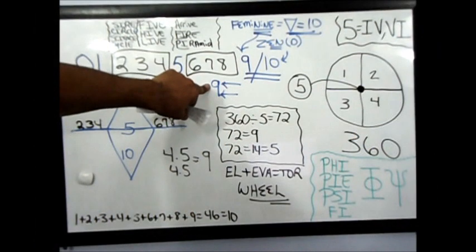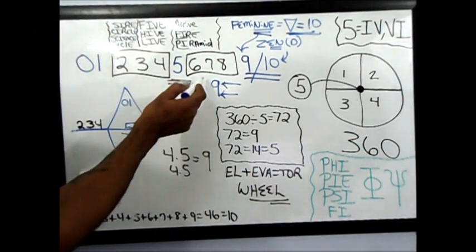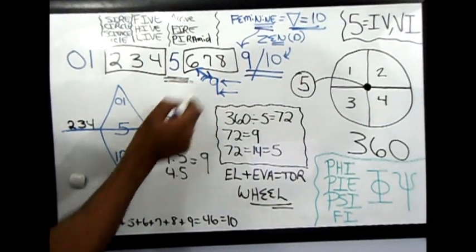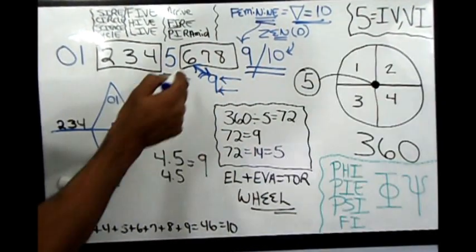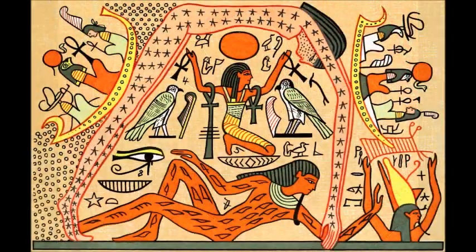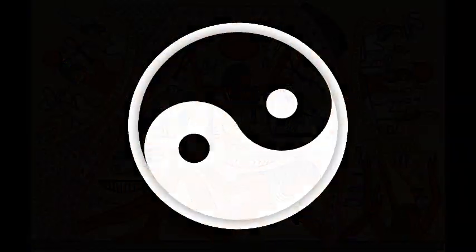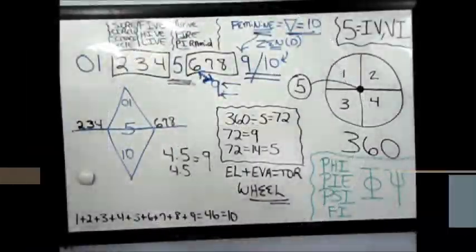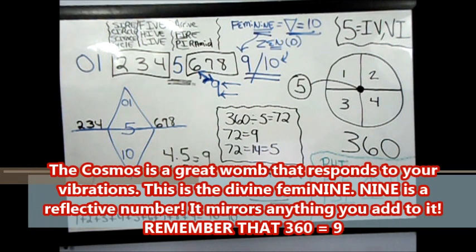This is also a musical note, and it's also the inversion of the sits. So we're all familiar with 6-9, that's Nut Geb. Nine times 9 is 81, and 8 plus 1 is 9. 9 plus 9 is 18, and 1 plus 8 is 9.